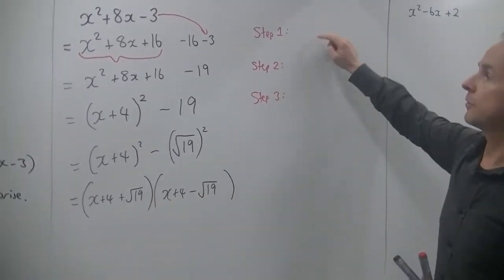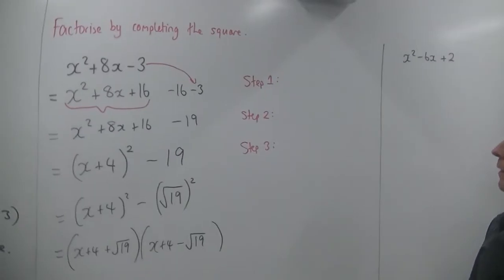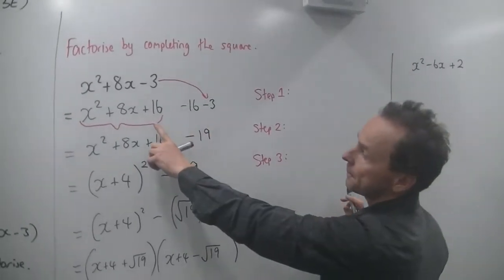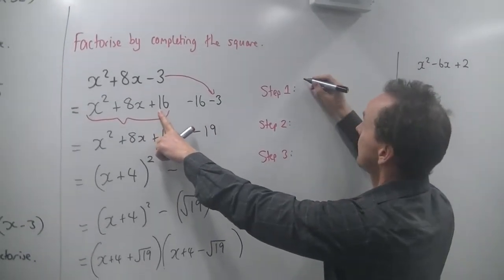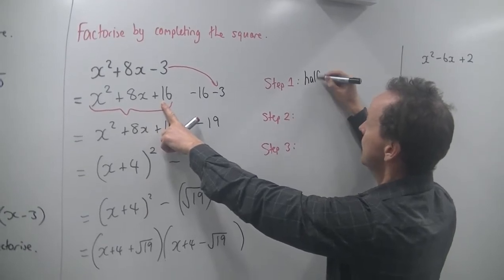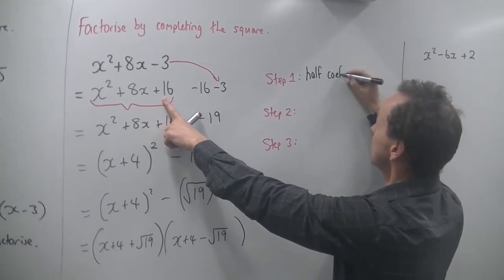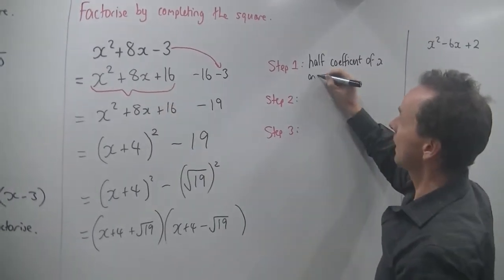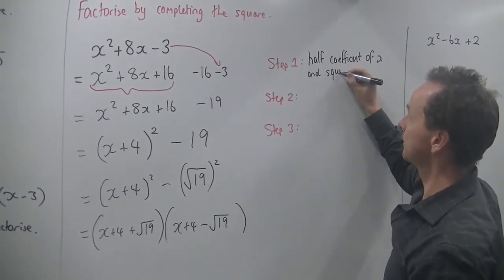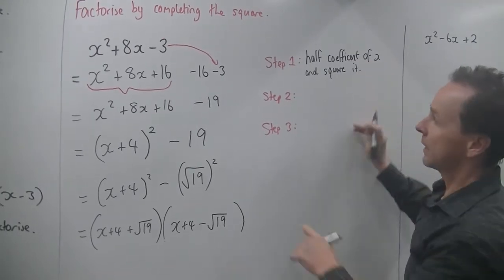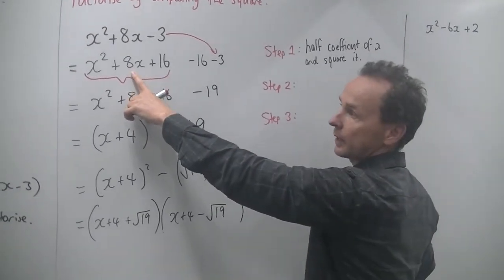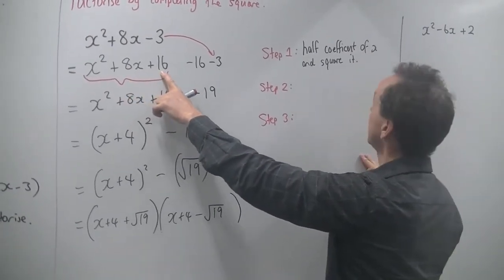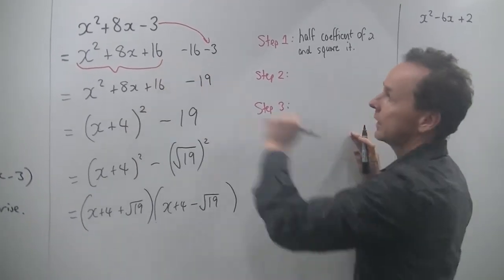So if you want some notes on how to do it, let's write down what we did. So the first step, we needed to find this 16. So we half the coefficient of x and square it. So you half the coefficient of x, so we get 4, and then square it, so you get 16. And you add that to the equation.